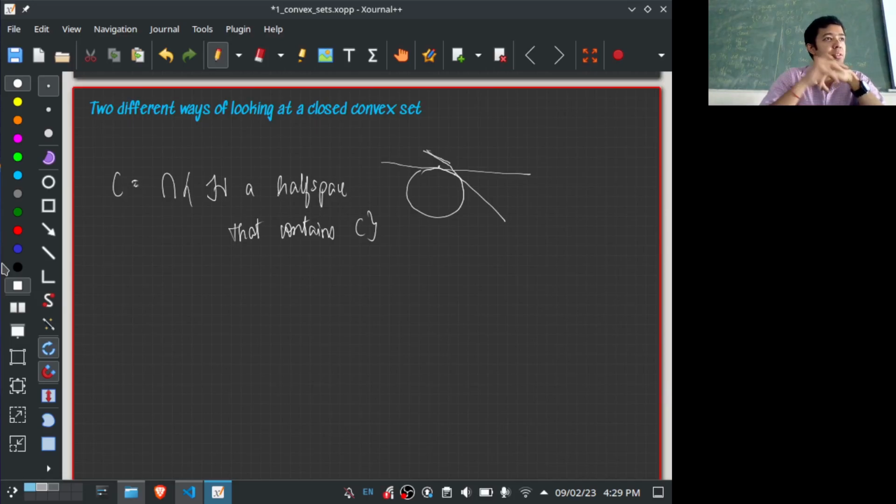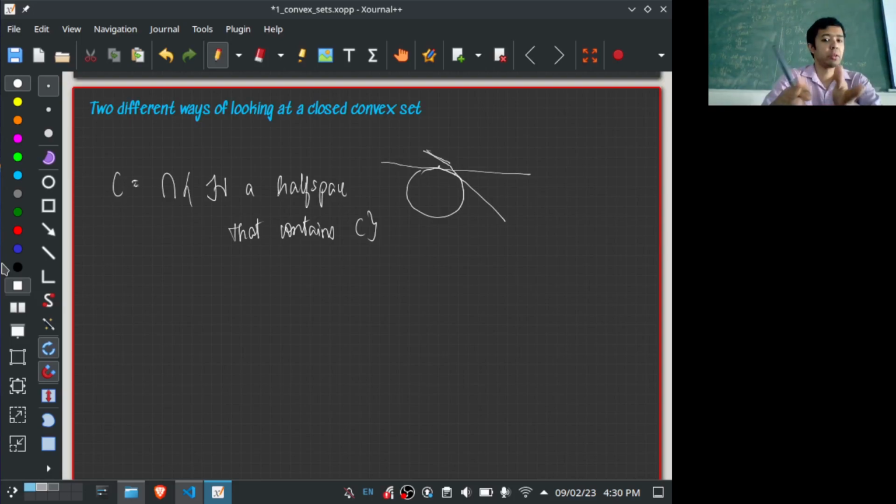Okay, it's a complicated looking object, right? And it's not at all clear that this should, for example, generate the convex set. Okay, I'm not going to prove this, but this is a fact. At least at this point, I'm not going to prove it, but it's useful to keep this in the back of the mind. Okay. So in particular, if you take the intersection of all half spaces that contain C, you can generate closed and convex sets.